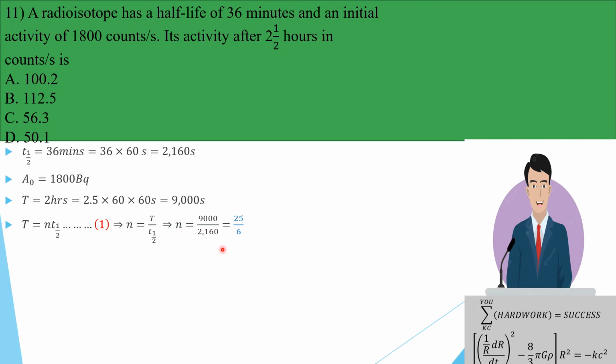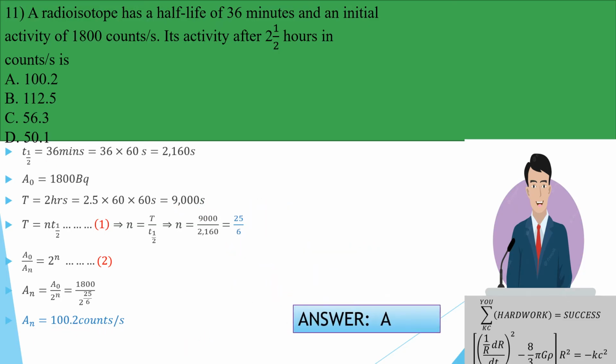You understand now? So we have our N, there is 25 on 6, which is not exactly an integer, but that's okay. In high school, we can go ahead with that. So our next equation will be A0 over AN equals 2 to the power N. These two equations, you always use them and you always give your answers in radioactivity. So we make AN the subject. AN will basically be A0 over 2 to the power N. A0 is the original activity, which is 1600. So you basically take this and put it there. Our answer is 100.2 counts per second, which is A.